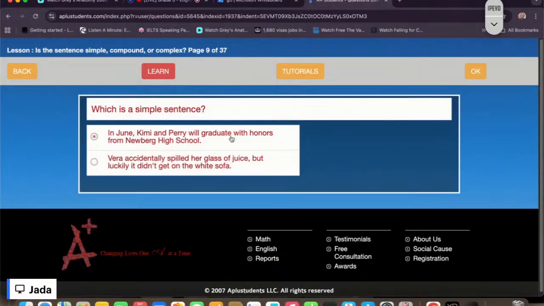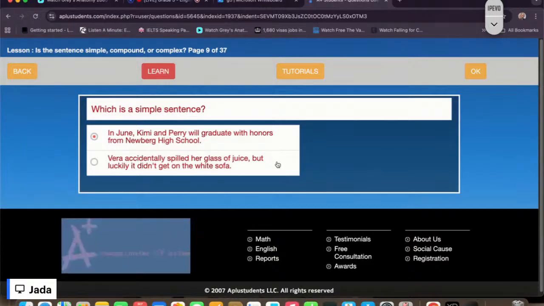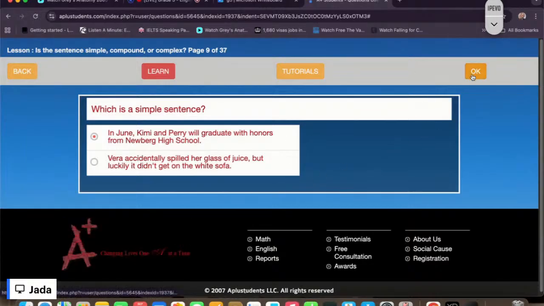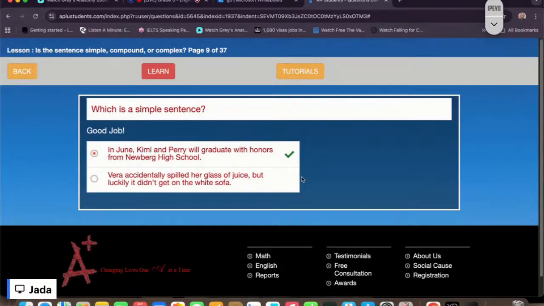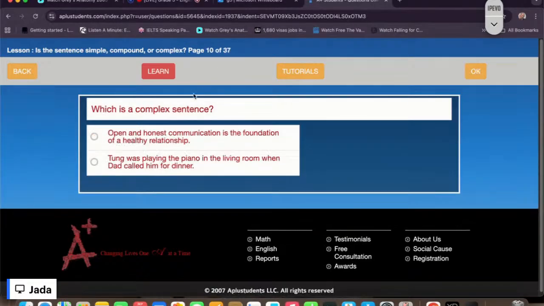Okay, so we have what? The first one. In June, Kimi and Perry will graduate with honors from Newburgh High School. Okay. Then we have complex sentence. Is it the first or the second?